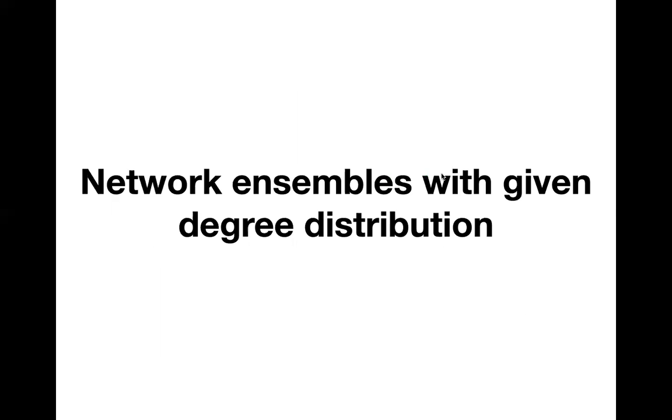So let's start with part one. As I said, we have covered extensively ensembles of networks with given expected degree sequence, or with given degree sequence. How would we go about modeling networks with a given degree distribution, in which I don't know which node has which degree, but I only know the distribution of the degree in the network?